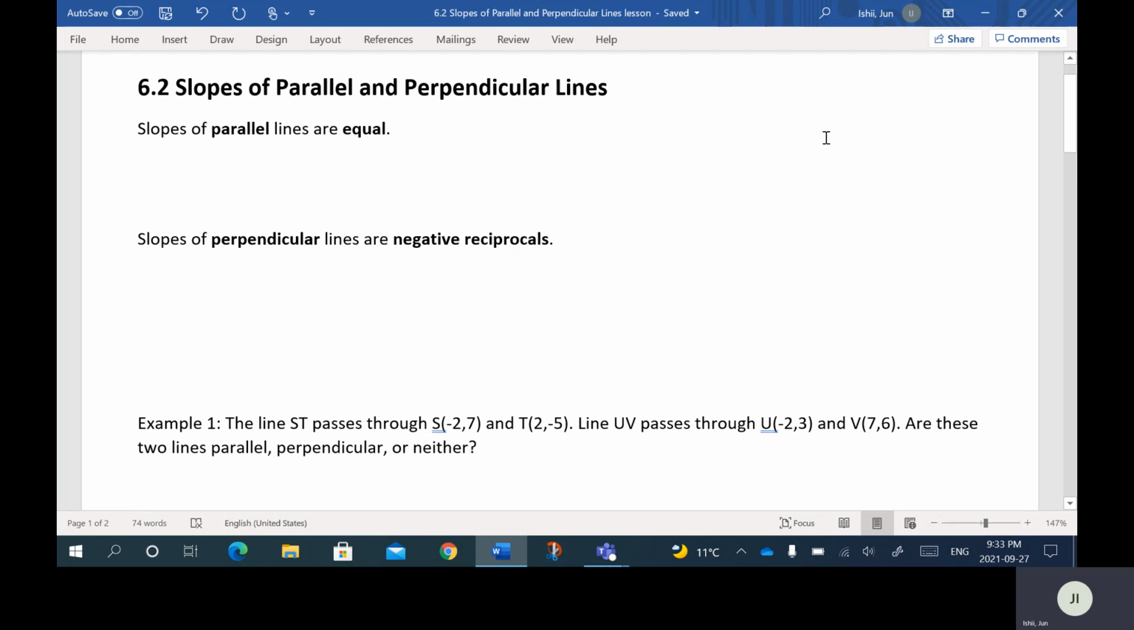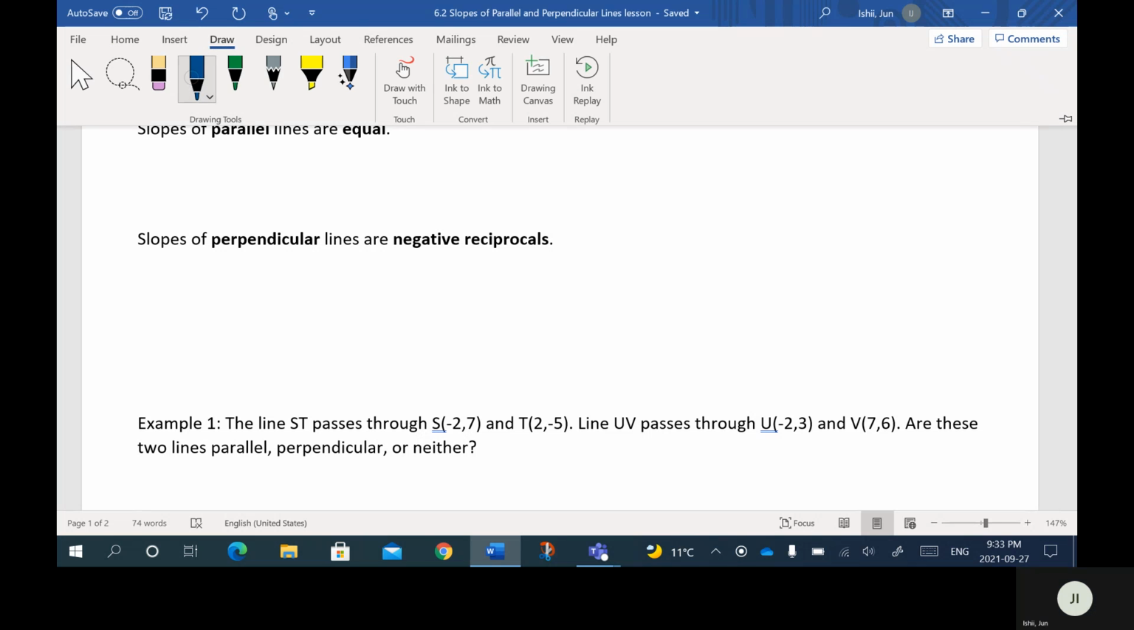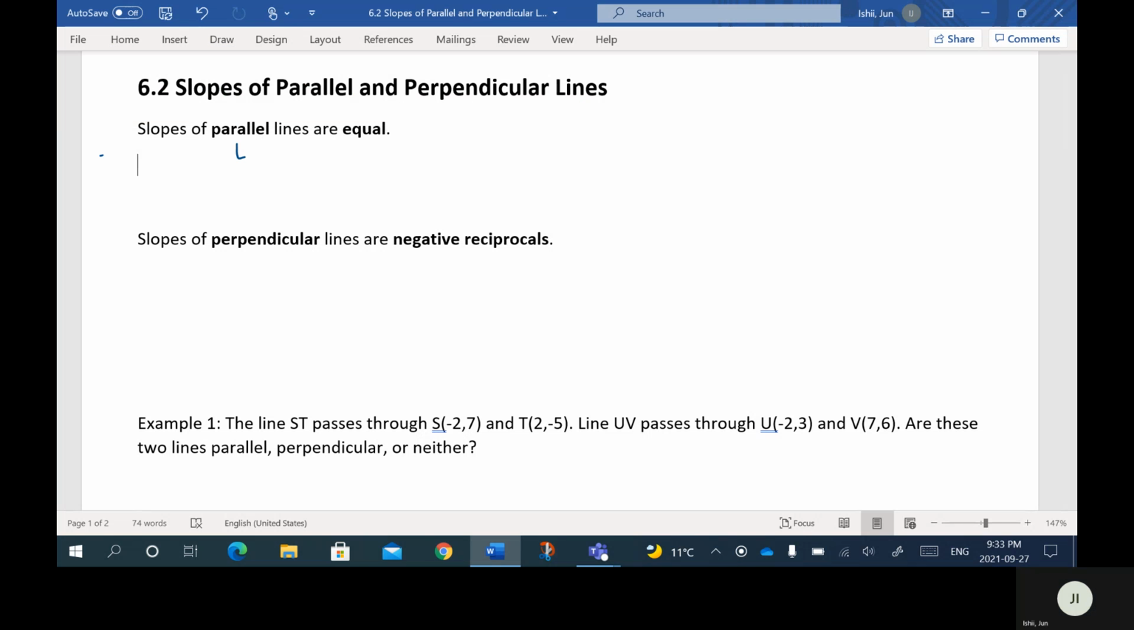Right, so the next lesson is on slopes of parallel and perpendicular lines. First, I want to go over what parallel and perpendicular mean. Two lines are parallel when they never cross. If I have one line like this, in geometry the way they signify it is with two arrows. But anyways, if I have two lines that are in the same direction, with the same steepness, then they are parallel.